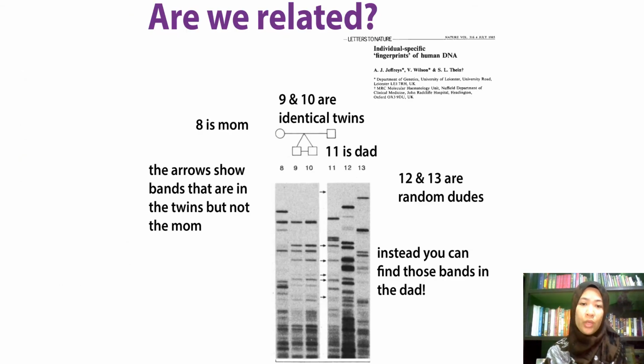Okay. So are we related? We look here: 8 is mom, 9 and 10 are identical twins, and 11 is dad. 12 and 13 are random dudes. So the arrows show bands that are in the twins but not the mom. So instead, you can find those bands in dad. Okay, this often comes out in exams, you have to find it. It's a simple calculation, just count which ones match.